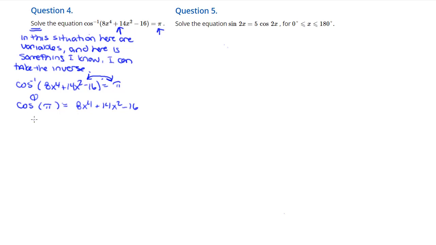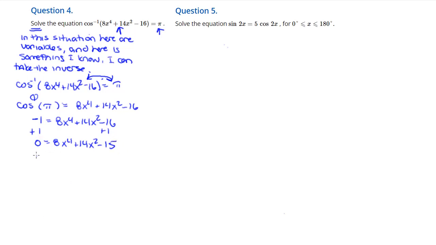And see, now I'm finding the cosine of pi. Well, the cosine of pi is negative 1. And now I've got this polynomial equaling negative 1. Well, I can go ahead and make it equal to 0. I recognize that it's somewhat of a quadratic-ish kind of a thing.